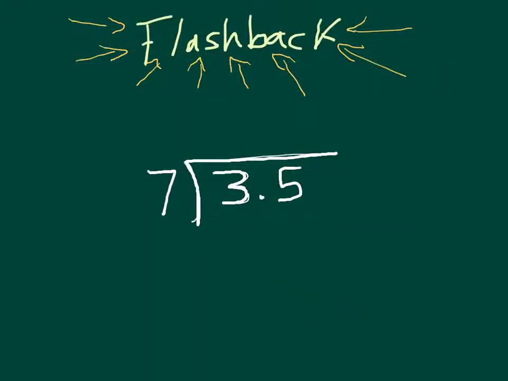Here's a quick flashback. When we're dividing a decimal by any number, we have to remember where the decimal goes in the quotient, the answer. You should remember that we always put the decimal straight up above the dividend, on top of the house. So the decimal here goes straight up, right here in our answer. 3.5 divided by 7 is 0.5.